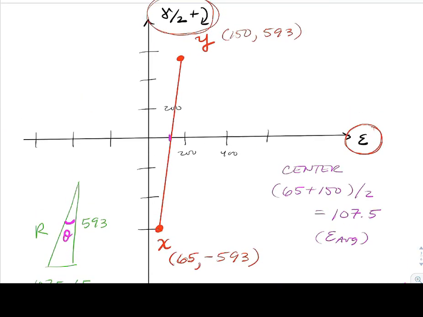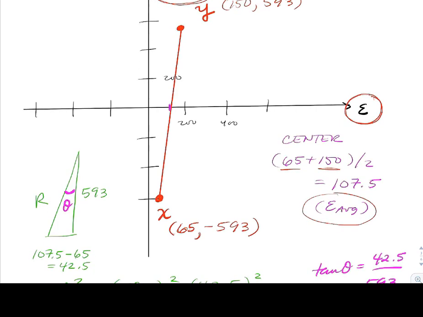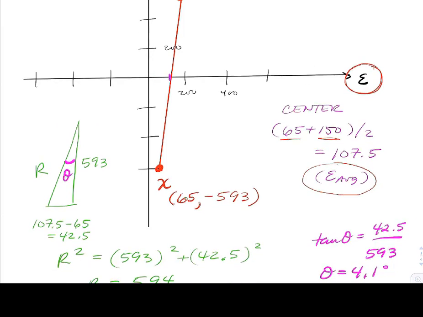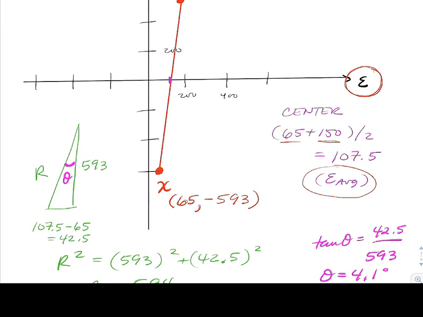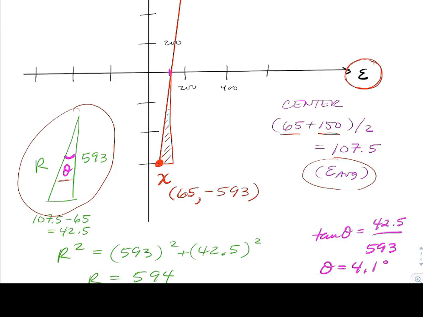Right? We should be able to quickly find the center. The center is just going to be the average normal strain. So take those two, 65, 150, add, divide by 2. There's epsilon average. I also need the radius of the circle because I'm going to spin it to find my principal strains. So the radius of that circle, I'm going to highlight that triangle right here. We'll also use the pink theta here in a little bit when we actually solve for some angles.